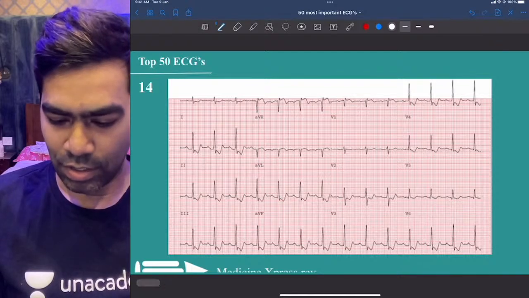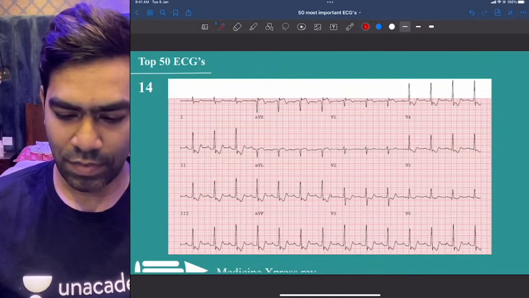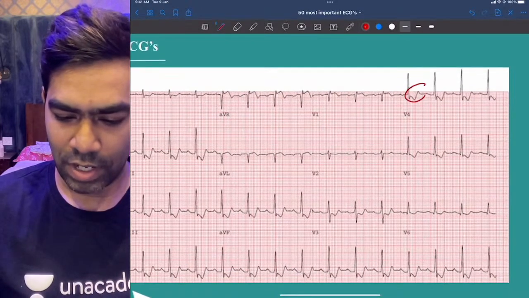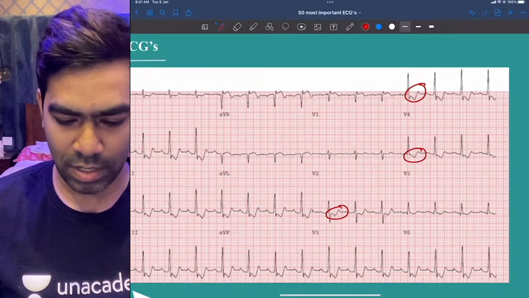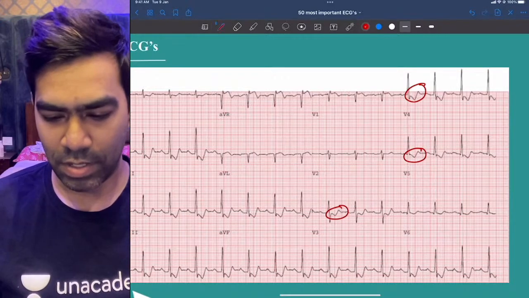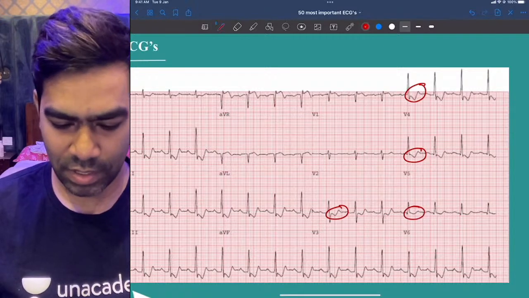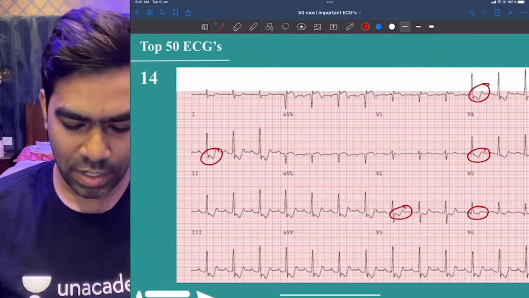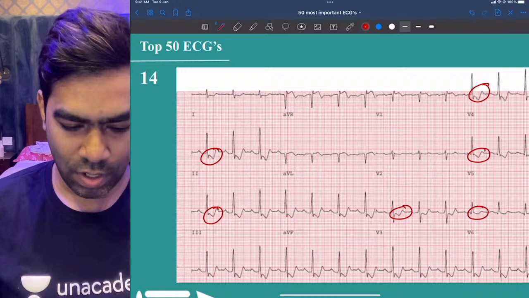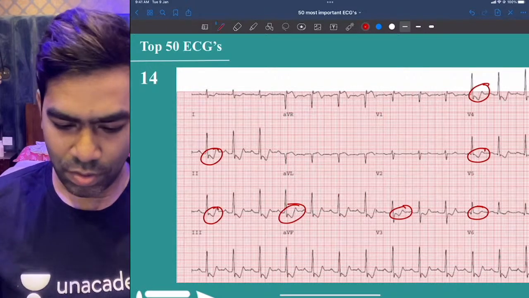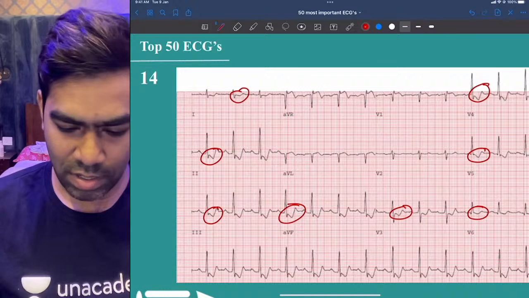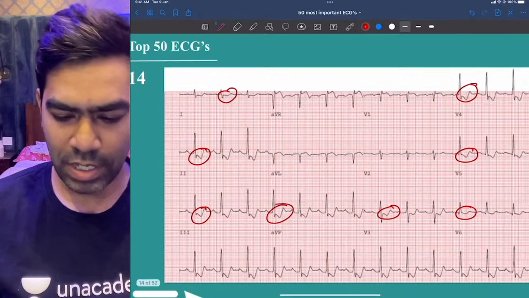Coming to this EKG, this is an EKG which definitely shows significant ST segment depressions in multiple leads. You can see ST segment depressions in V3, V4, V5, V6, in lead 2, lead 3, and in lead AVF. Even in lead 1, you're able to see ST segment depression.